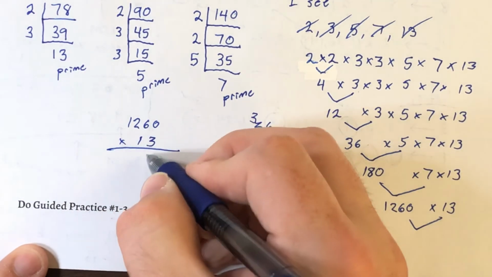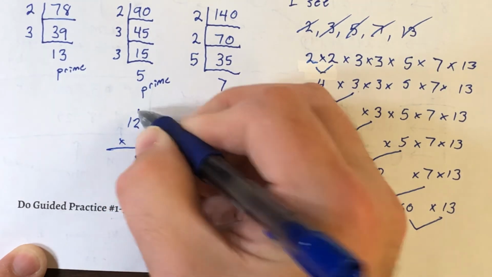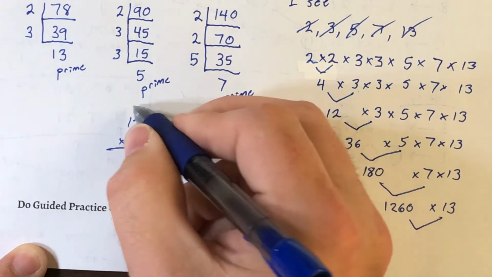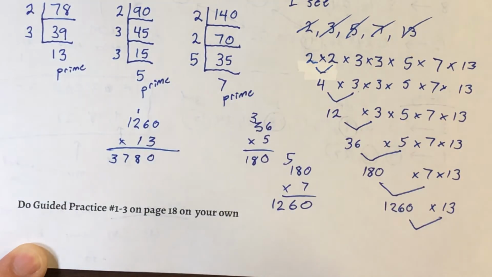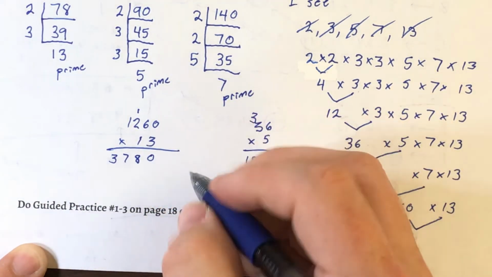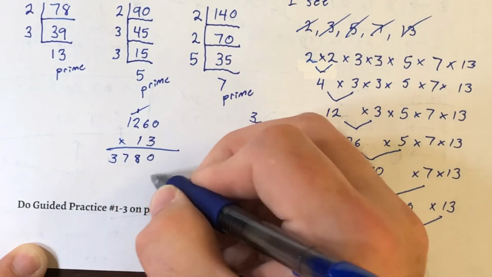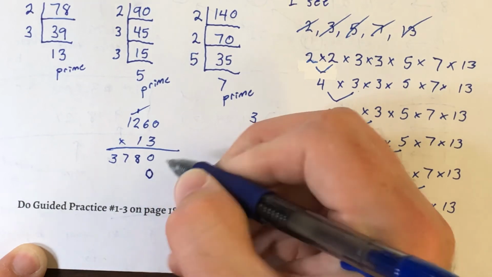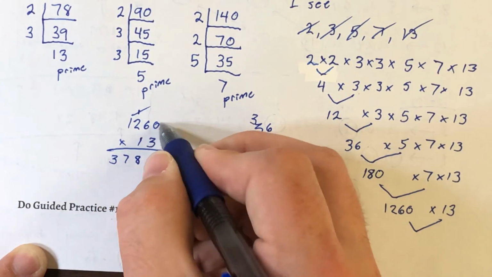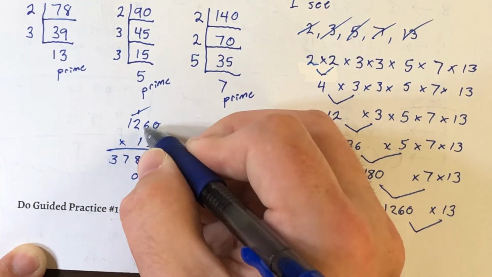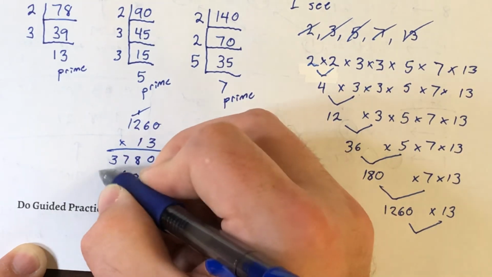Okay, 3 times 0 is 0. 3 times 6 is 18. 3 times 2 is 6, plus 1 is 7. 3 times 1 is 3. Next, cross out that 1. All right, because we're in the second column, I need to add a 0 placeholder. So my answers will start here. All right, 1 times 0 is 0. 1 times 6 is 6. 1 times 2 is 2. 1 times 1 is 1.